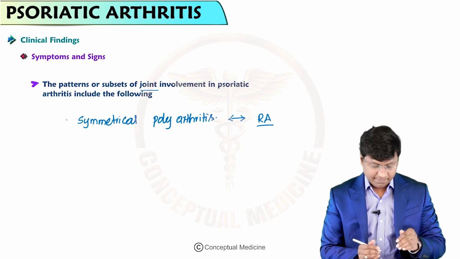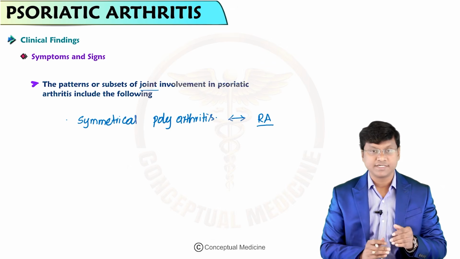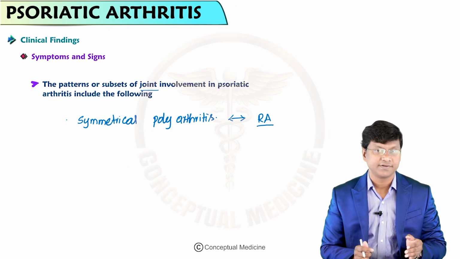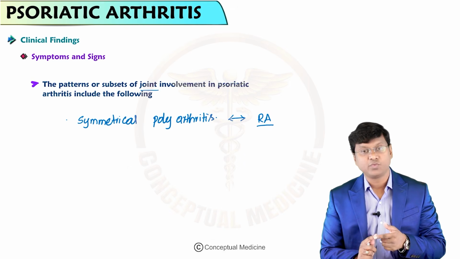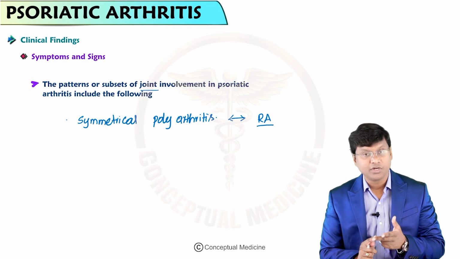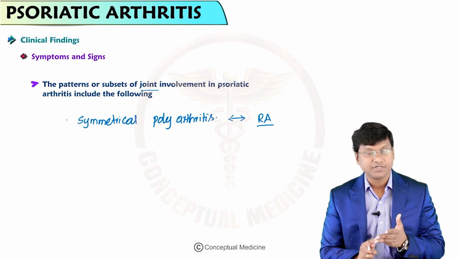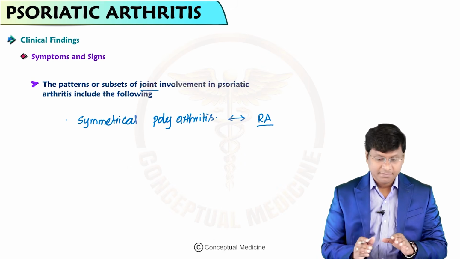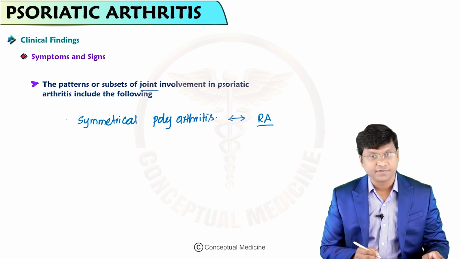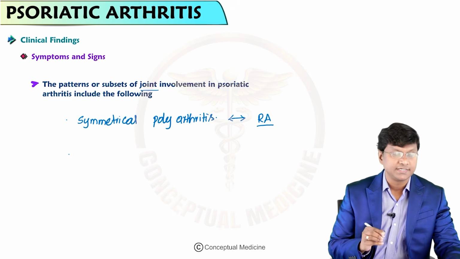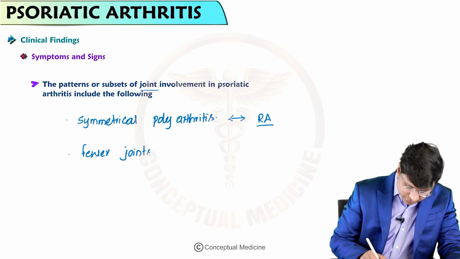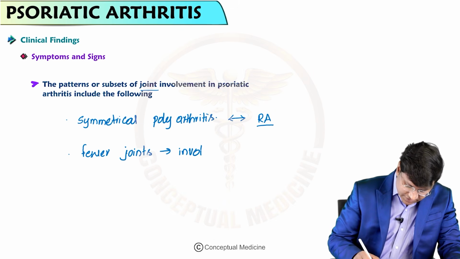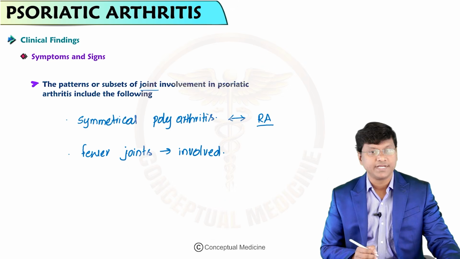In rheumatoid arthritis, multiple small joints are affected, followed by large joints. There will be involvement of the metacarpophalangeal joints, the proximal interphalangeal joints, and the metatarsophalangeal joints, and then the large joints after the small joint involvement. But this many joints will not be affected in psoriatic arthritis. In psoriatic arthritis, it is usually fewer joints that are involved.